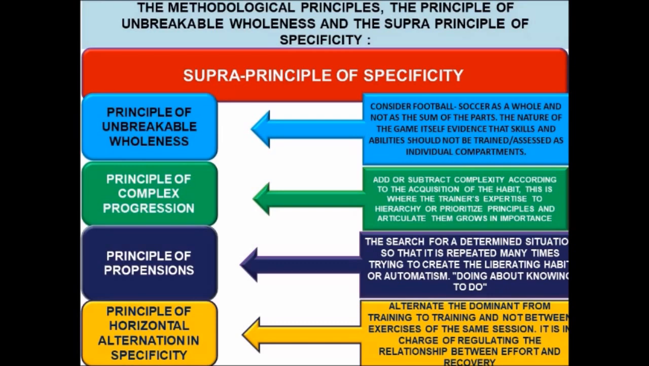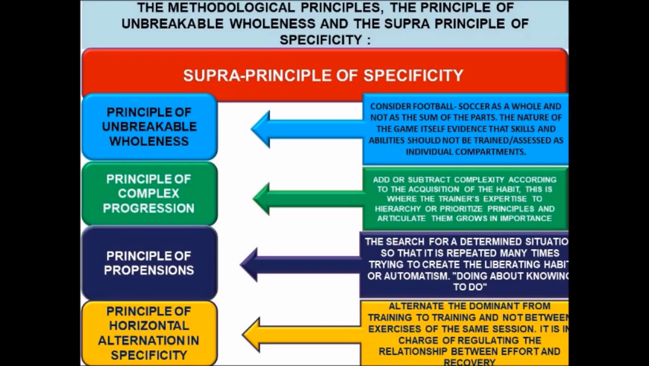The principle of propensities or propensions: search for a determined situation so that it's repeated many times, trying to create the liberating habit or automatism, okay? So it's about know-how, you know. In other words, we're trying to stimulate the know-how of the footballer for him or her to be able to solve the situations over and over again, different ones, okay?